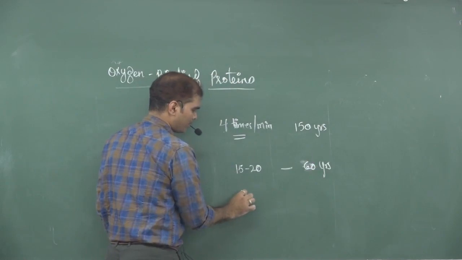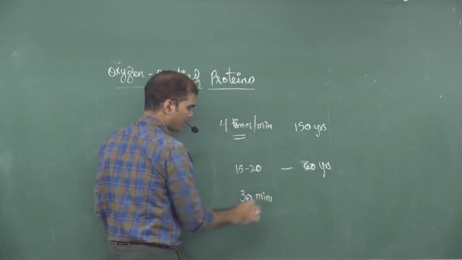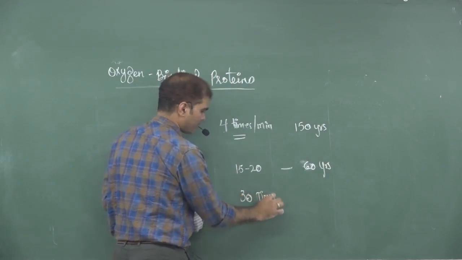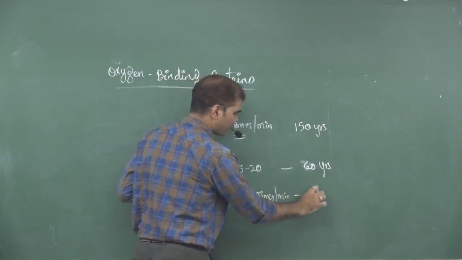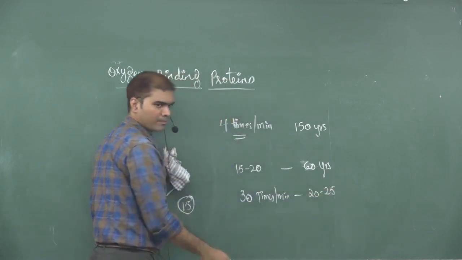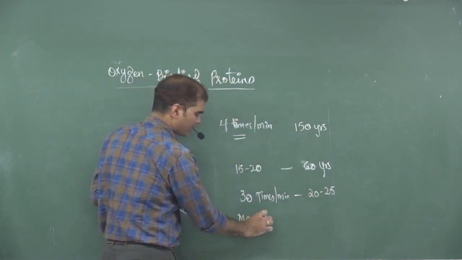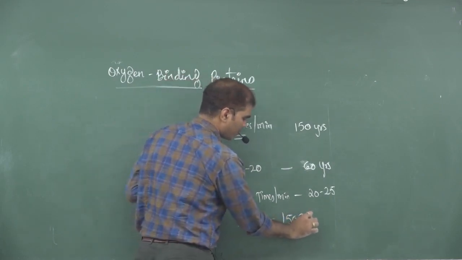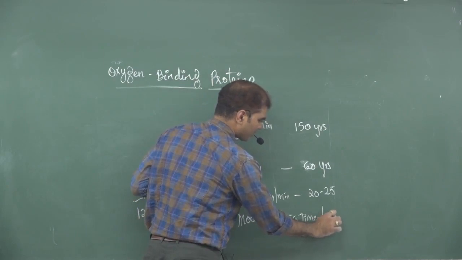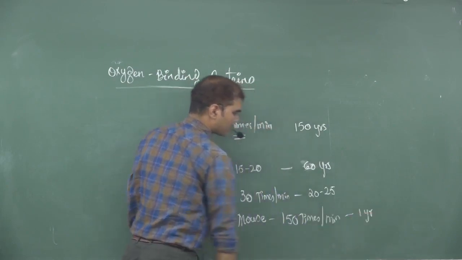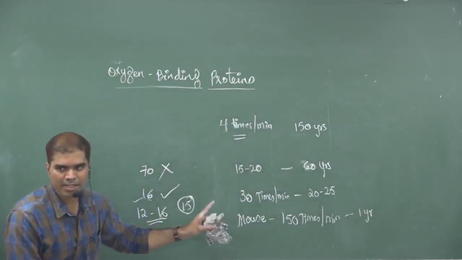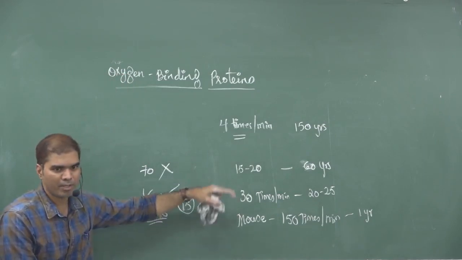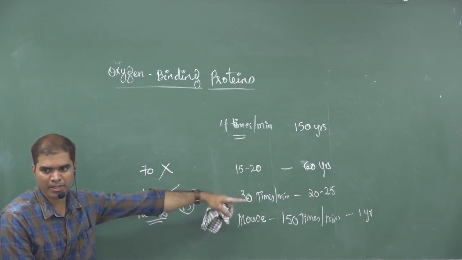But a dog which breathes 30 times a minute can hardly survive for 20 to 25 years. And you might have seen a mouse. It will breathe around 150 times a minute, and hardly it will survive for 1 year only, a simple mouse. Because its breathing rate will be anywhere from 100 to 150. So fast it will breathe, so fast it will die.